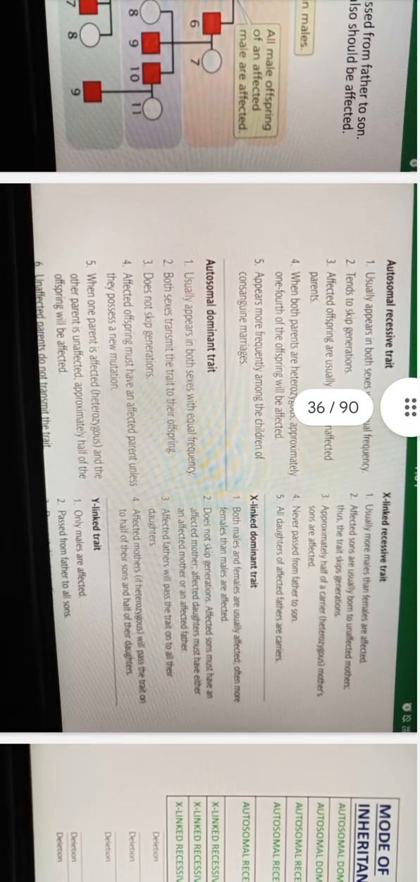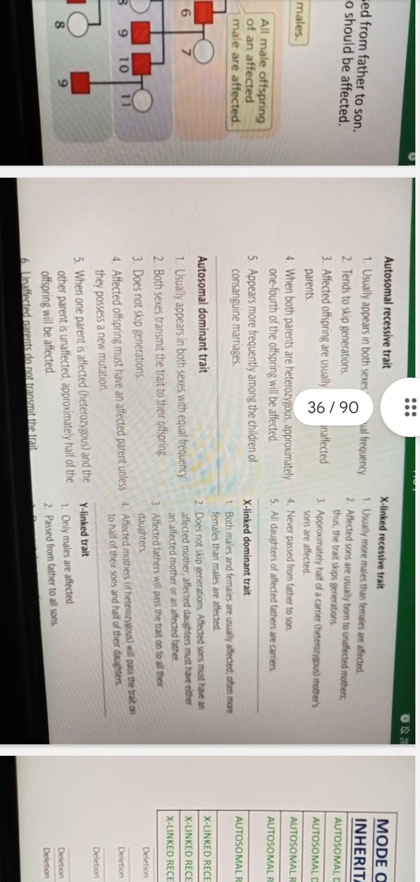So here you can see a comparison of four, or six, types. Autosomal recessive traits usually appear in both sexes with equal frequency and tend to skip generations. First, let's learn the autosomal dominant trait.